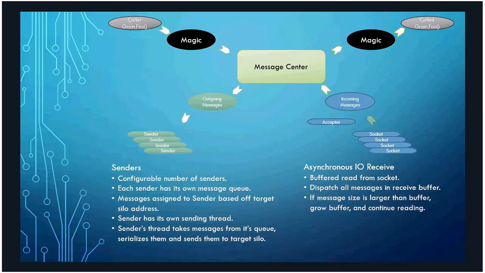The outgoing messages is where it actually starts going into the networking layer. What we have is a set of senders that deal with sending all the outgoing messages. The number of senders is a configurable setting on the silo. The default is 1 per processor, but it's configurable. Each of these senders has a message queue of all the messages that it is responsible for sending. And it has a worker thread that reads from that queue and sends those messages out.